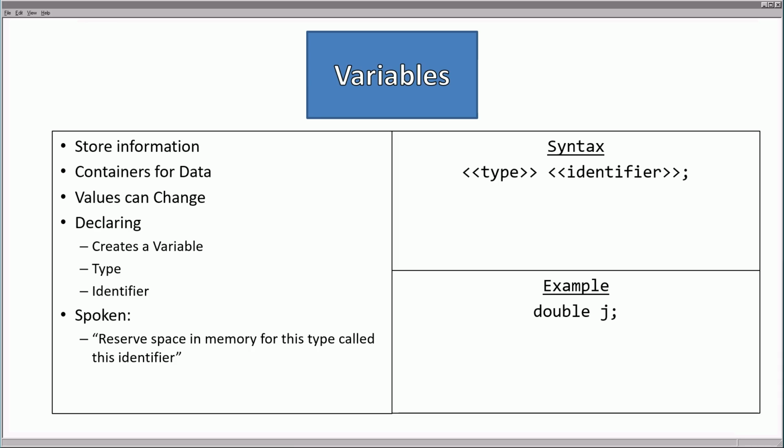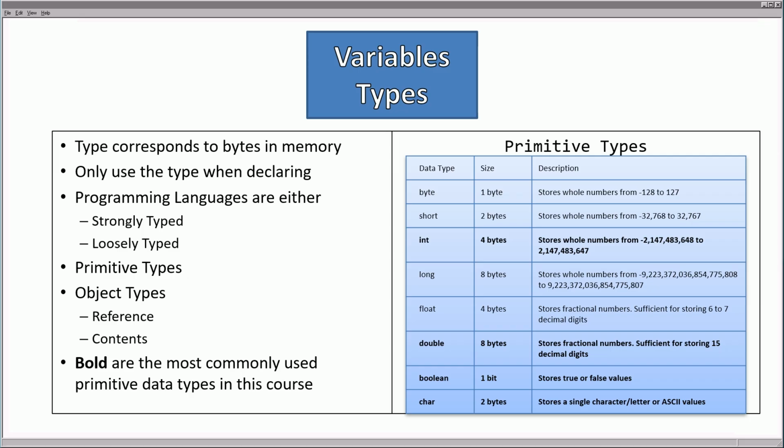Just like a programming language is very similar to a natural language, think of it this way. You are communicating with the system. You are saying, reserve some space in memory for this type called this identifier. Going into a little more detail, when we declare a variable, we have to provide a type and an identifier. The type element corresponds to the number of bytes in memory that we're asking for.